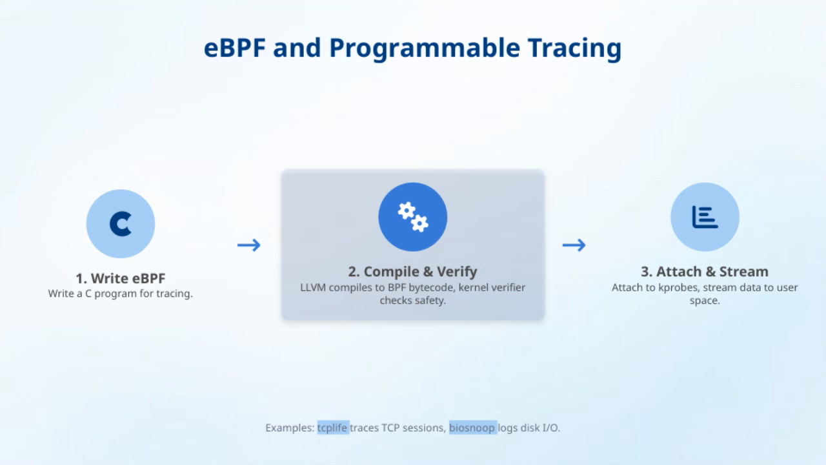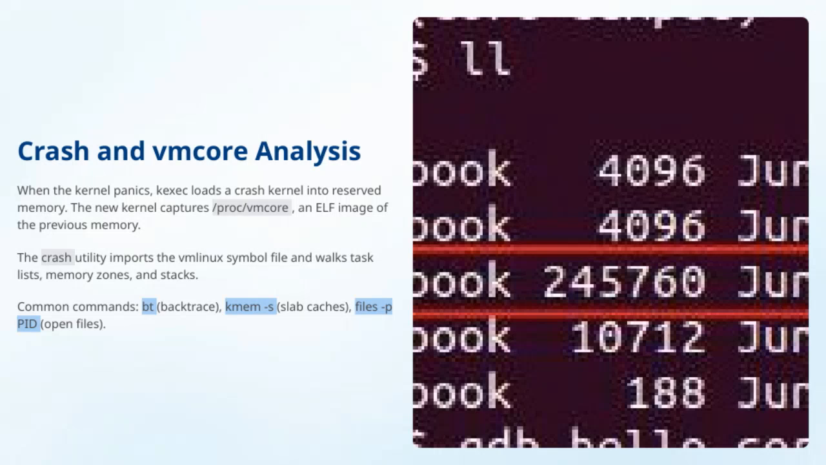Let's take a moment to look at some common commands that are essential during crash analysis. For example, BT, which stands for backtrace, helps us trace the sequence of function calls leading up to the crash. Then there's KMS, which shows us the slab caches, giving insight into memory allocations. And with files PID, we can examine the open files associated with a specific process.